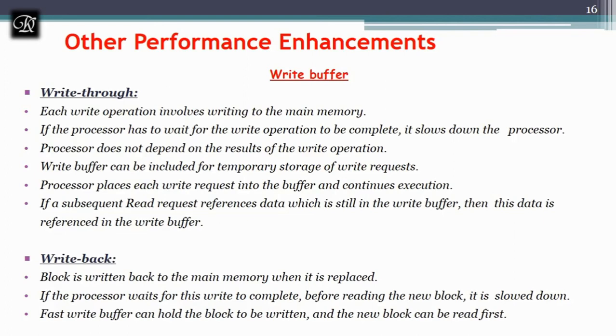Rather than that, the write-back buffer can hold the value temporarily, and the processor can fetch the new required block onto the cache so that it need not wait. Fast write buffers can hold the block to be written, and then the new block can be read first. By having these intermediate buffers, we can still improve the performance of the computer.